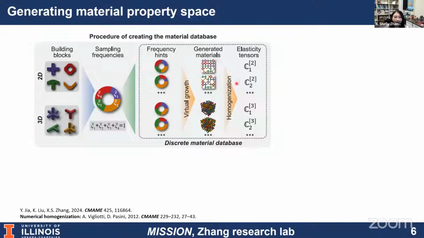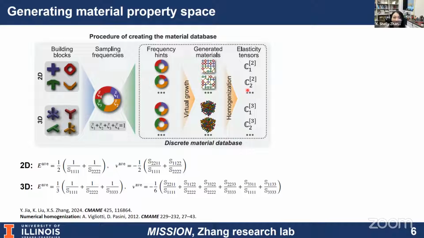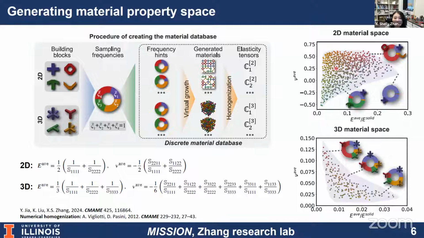And for each of these structures, we will use the numerical homogenization methods to compute the homogenized elasticity. I will skip all the details for that. If you're interested, that's listed on the bottom, the paper in 2012 in CMME. So essentially, we computed the homogenized elasticity components, and then to visualize the space of the material property, we define this average Young's modulus and the Poisson ratio for both 2D and 3D cases, and then we visualize both of these material spaces in 2D and 3D.